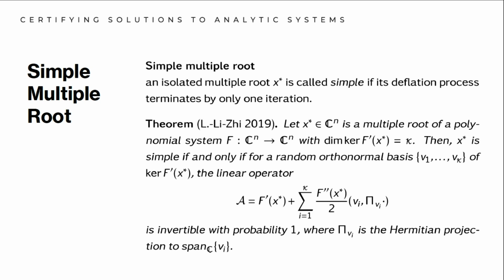So let's say that we have an x star, which is a multiple root, and we have a kappa in here. Then x star is simple if and only if, just like we have a random choice for the vector and the matrix before, we also have a random choice for the orthogonal basis. Simple means isolated, right? Yeah, isolated. Simple usually means multiplicity 1. Right. So isolated means you have a single root but high multiplicity.